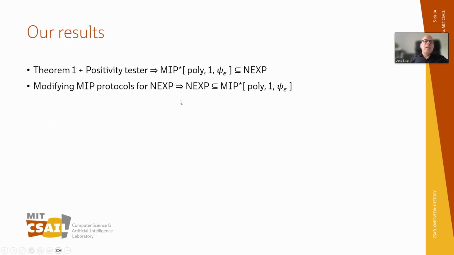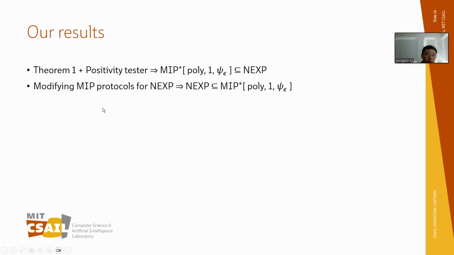Sorry, I was slow. This positivity tester, is this a property testing protocol for positivity, or what is this exactly? Yeah, it's still a NEXP algorithm. So there's a matrix. I give you a certificate that this matrix is positive, and then the verifier checks whether it is indeed positive. Yeah. Good, thank you. I'm going to talk more about this later.